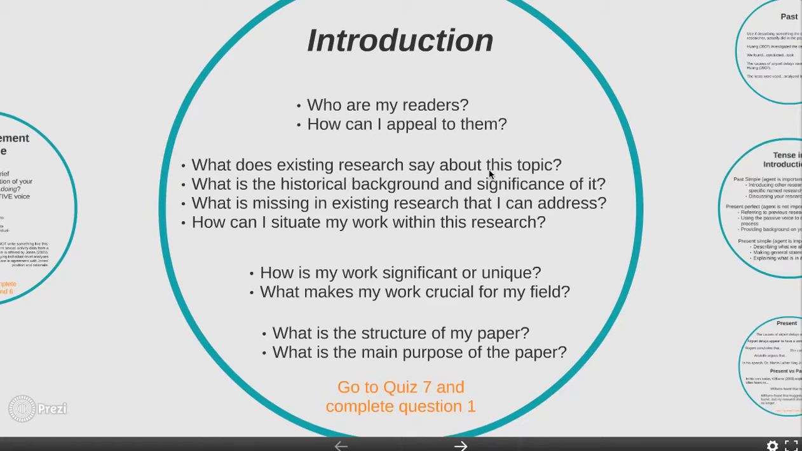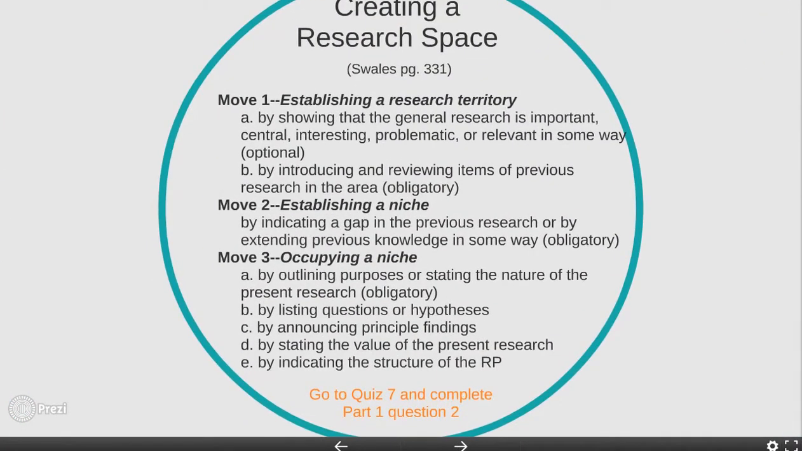What does existing research say about this topic? What is the historical background and significance of it? What is missing in the existing research that I can address? And how can I situate my work within this research? This is exactly what you're doing. You're creating a space for you.